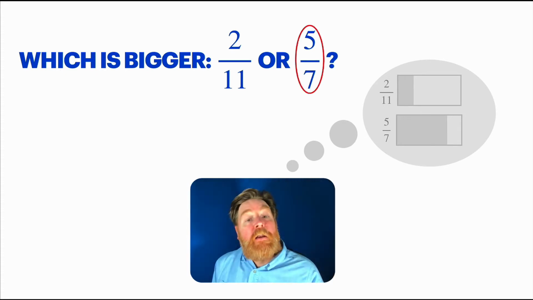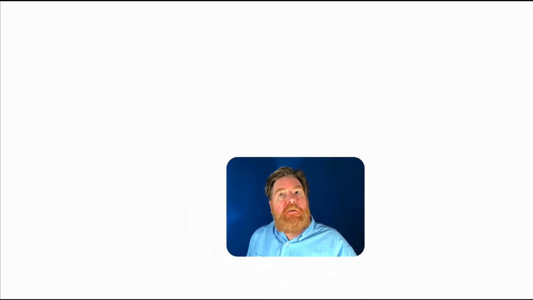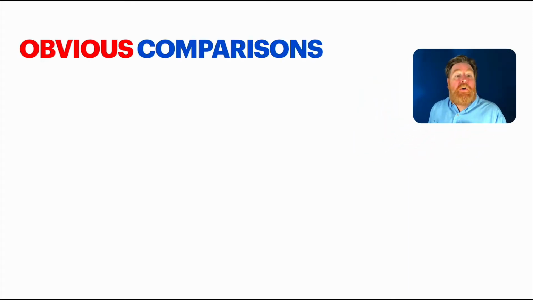Good. Now, we're actually going to give a name to a group of comparisons that we're going to call obvious. Obvious. They're going to be the comparisons where you probably don't even need the bars. We might draw some just to get ourselves settled, but these are what we're going to call obvious comparisons. Here we go. Let's take a look. Here's our first group.